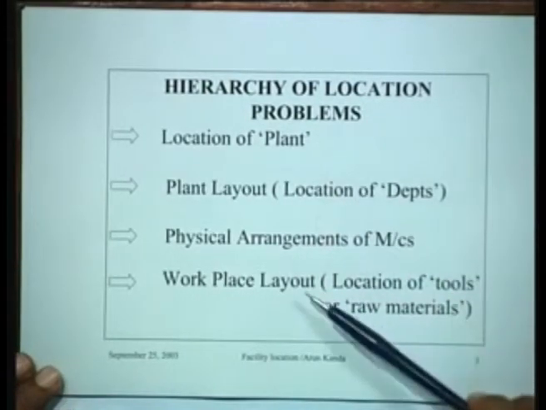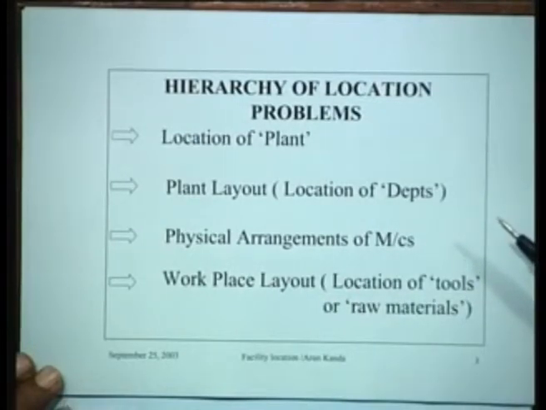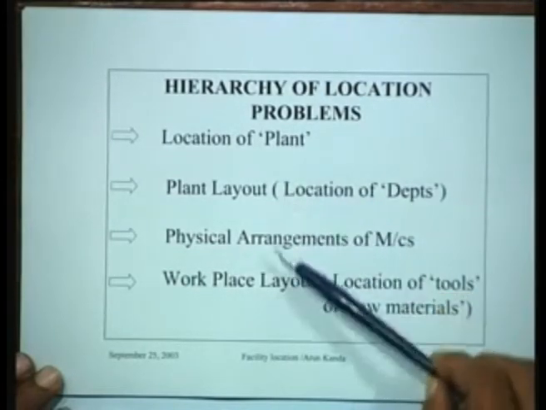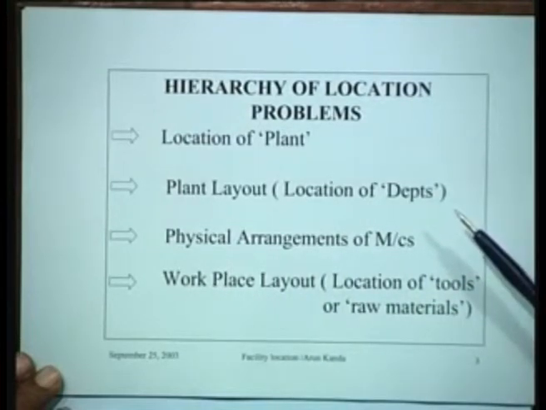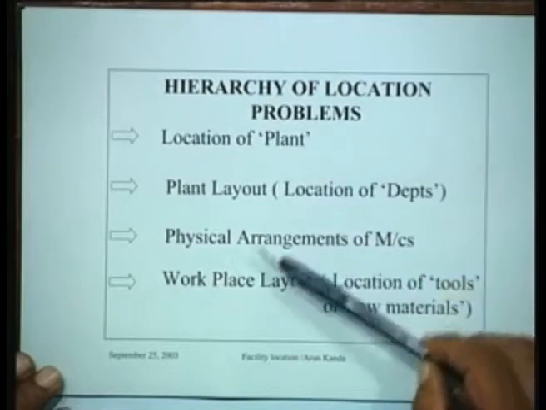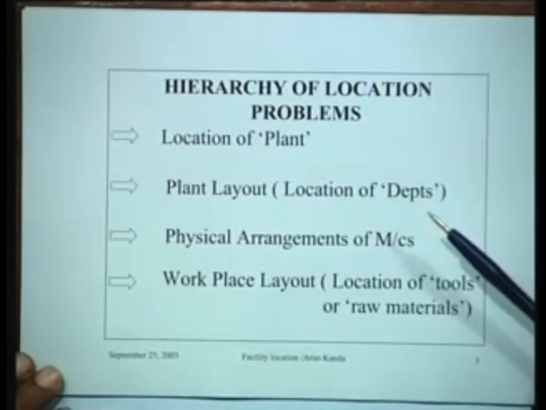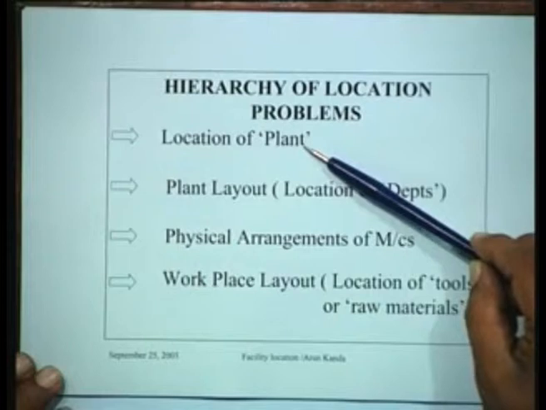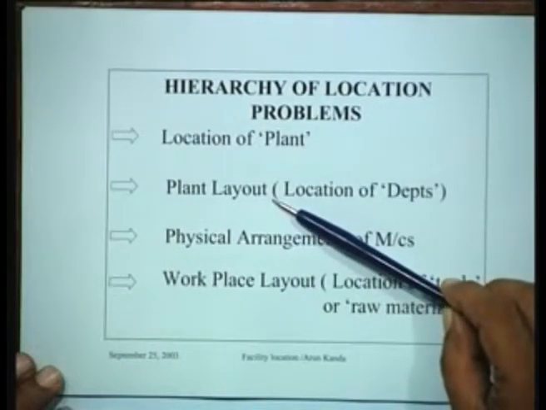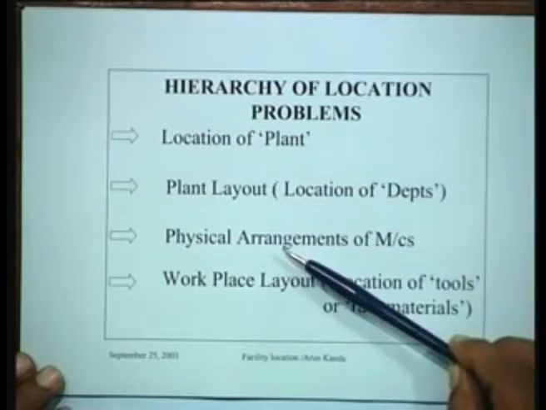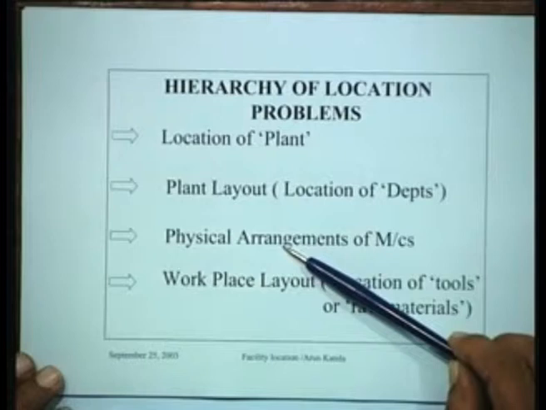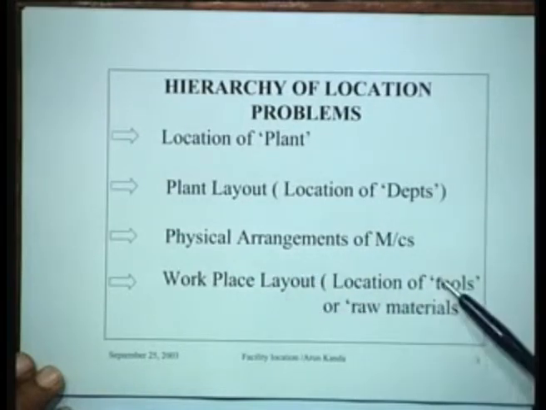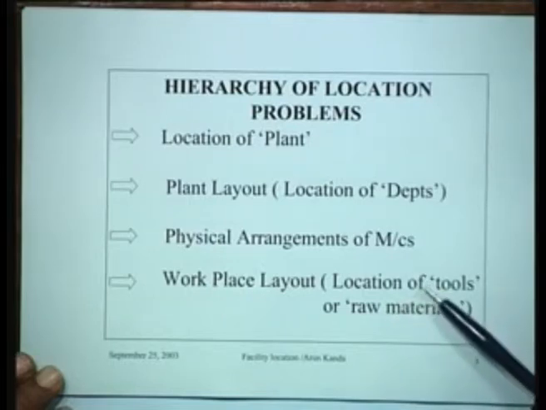Do you notice any similarity between these various decisions? In fact, you would notice that all of these are actually location problems. The only thing which changes when you go from one problem to the other is the entity which you are trying to locate. Here the entity is the manufacturing plant itself. Here the entity is the individual departments. Here the entity is the machines and equipment. And here it is the tools and the raw materials and the seating space. These are the kinds of things that you are trying to locate.